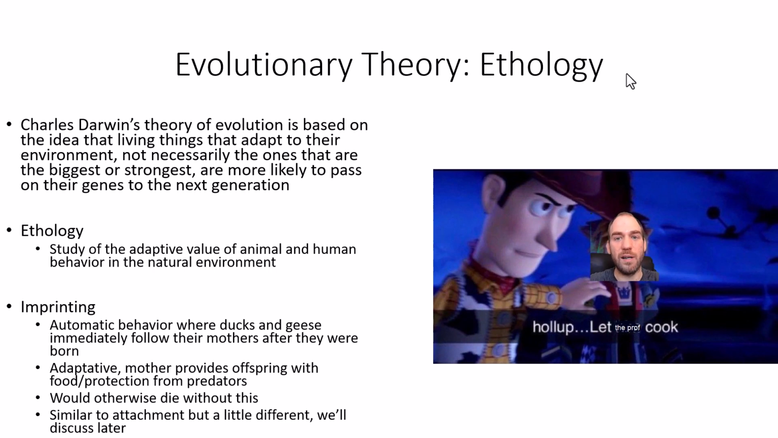And this is considered adaptive because otherwise you're going to get eaten by an alligator or something along those lines. So this process of imprinting allowed geese, or ducks, whatever, to not be mass killed by predators and theoretically pass on the genes of imprinting to future generations because it was adaptive in nature.